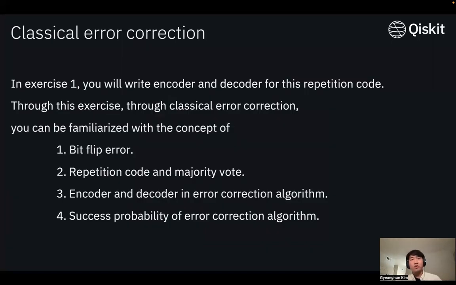So in exercise 1, you will write your own encoder and decoder for this kind of classical repetition code. And through this exercise, I hope you can become familiar with the concepts of bit flip error, repetition code and the majority vote algorithm, encoder and decoder in an error correction algorithm, and finally, the success probability of an error correction algorithm.